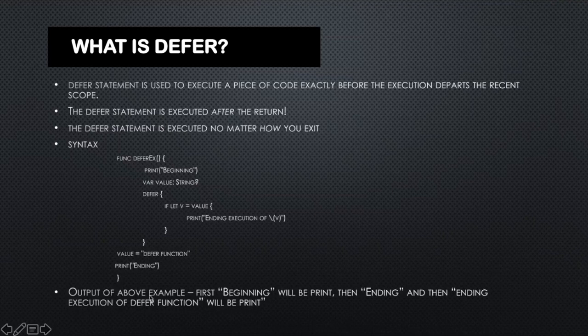So the output of this example: first it will print beginning, because it is the first statement. Then you might think that defer will be executed, but as we talked about, even though defer is written in the middle of the function, it will be executed at the end. So the next thing executed is value. Value will be assigned in the defer block, and then we'll print ending. So after beginning, we'll print ending, and then we'll come back to defer and print the end of execution of the defer function. Defer is something which is executed at the end of whatever block you're writing it in.